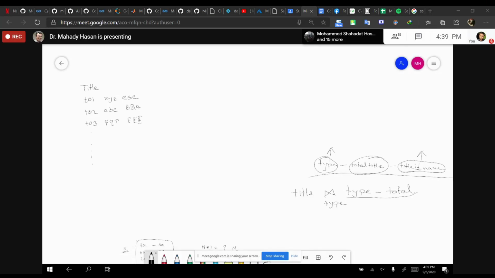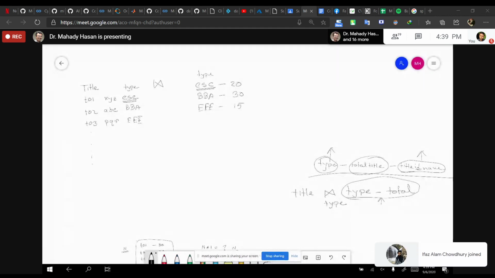And we have to create another table where for type, for example, CSC, we have 20 books. BBA, we have 30 books. EEE, we have 15 books. So this would be a table like that. And we have to join these two tables with respect to these values. The type is here, the type is there as well. So based on the type, we have to join. Make sense?